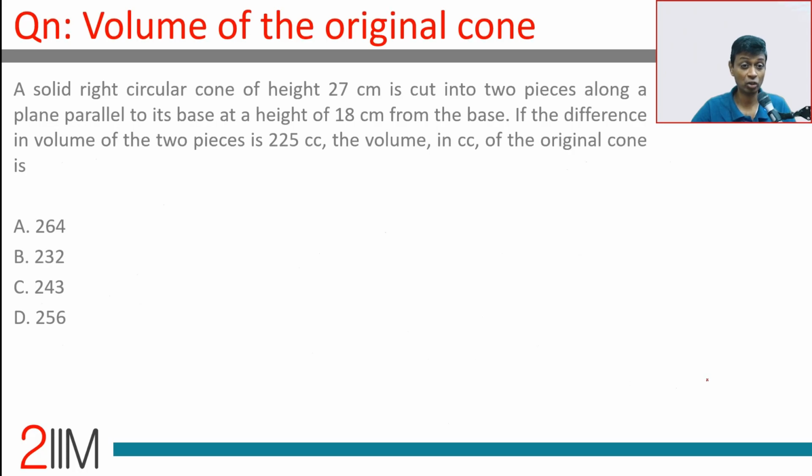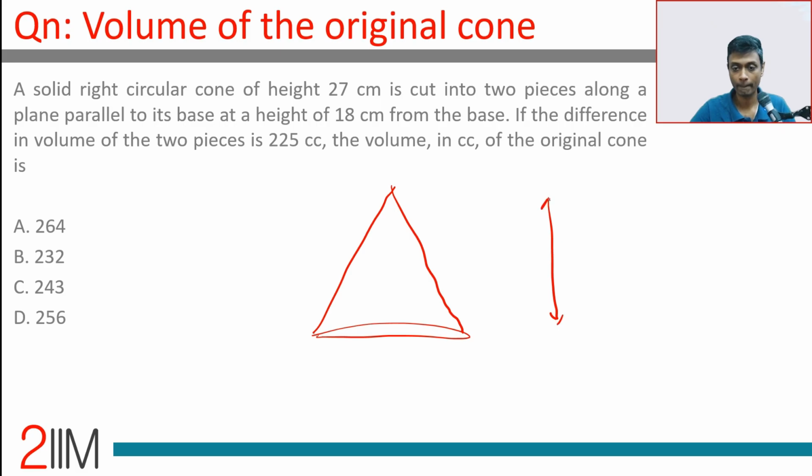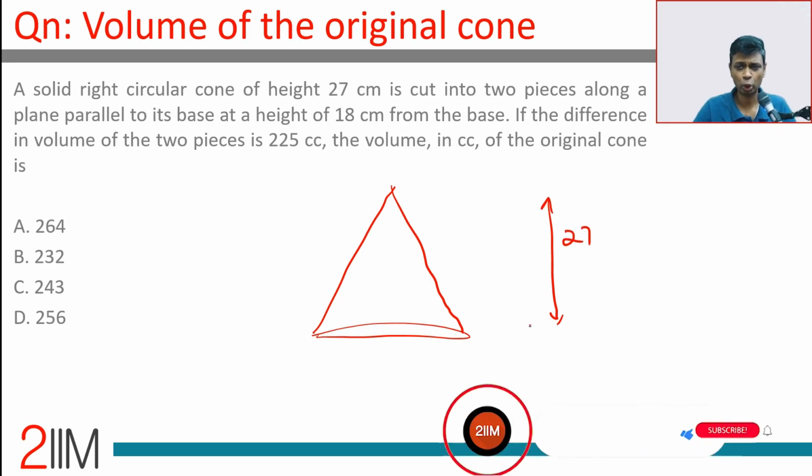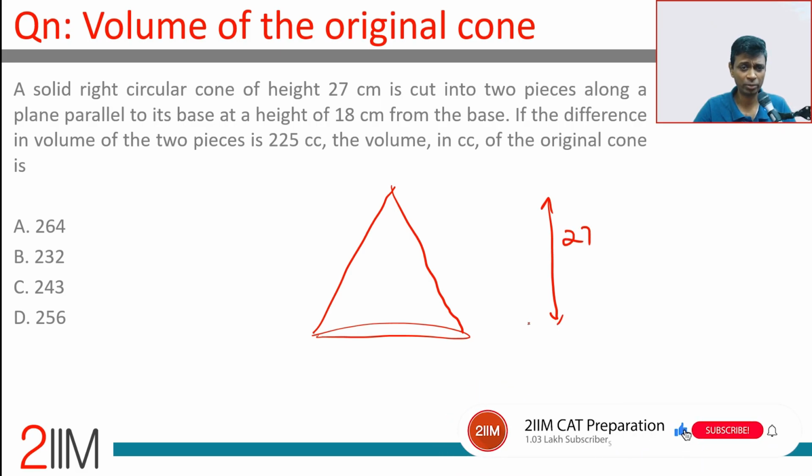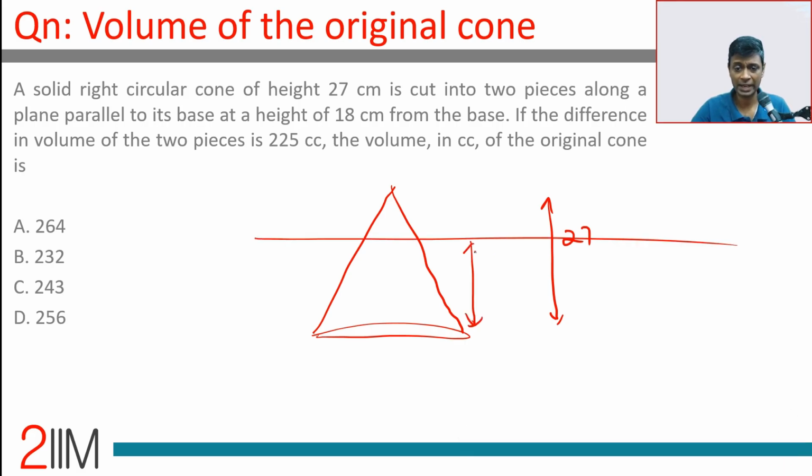A solid right circular cone of height 27 centimeters is cut into 2 pieces along a plane parallel to its base at a height of 18 centimeters from the base. At a height of 18 centimeters, we cut it off. The difference in volume of the 2 pieces is 225 cubic centimeters. Find the volume in cubic centimeters of the original cone.